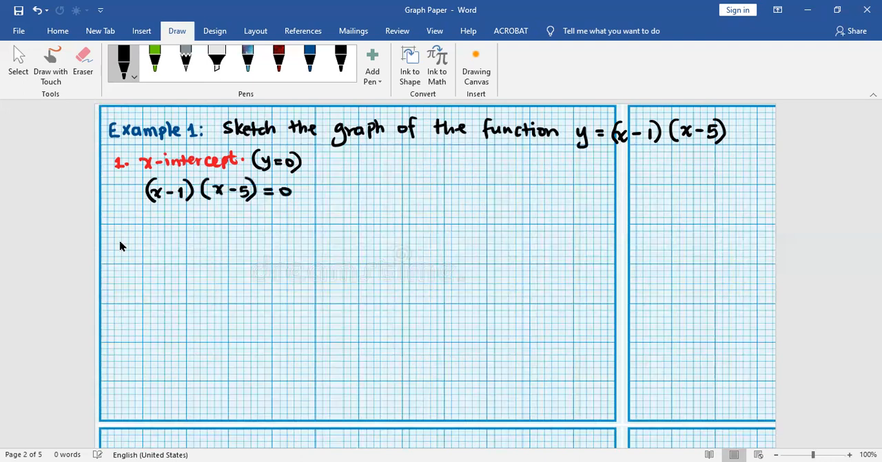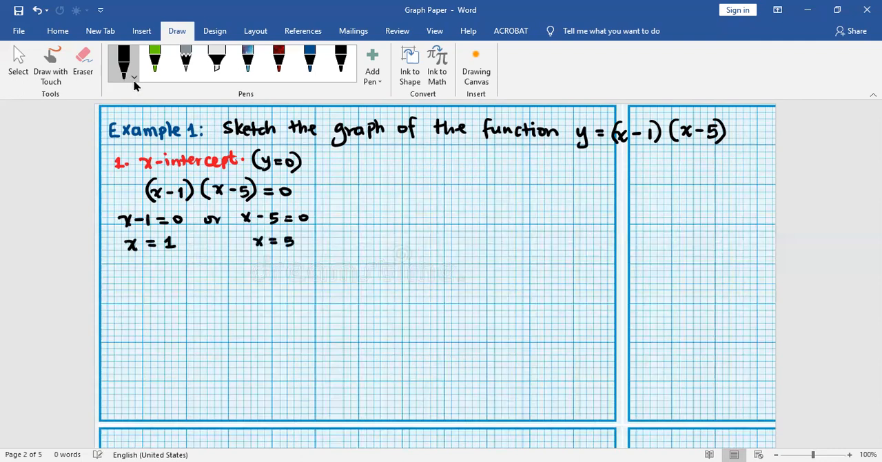And when it is equal to 0, it means that x minus 1 is equal to 0, or x minus 5 is equal to 0. So if x minus 1 is equal to 0, then x is equal to 1. Take the minus 1 across, it will be plus 1. And if x minus 5 is equal to 0, it means that x is equal to 5.